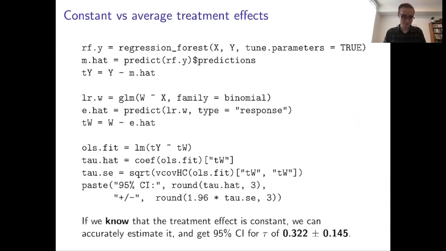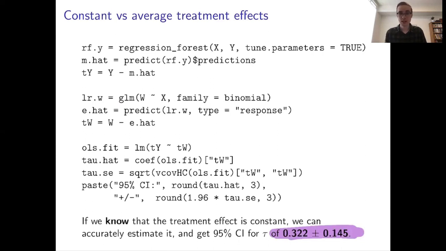And okay, what do the numbers look like? So here, as always, I gave you a little bit of code. You can copy paste. This implements the constant treatment effect estimator by residual regression with heterogeneity-robust standard errors. And if you do this, remember the true constant treatment effect here was 0.3. Your 95% confidence interval is 0.3 plus or minus 0.15.